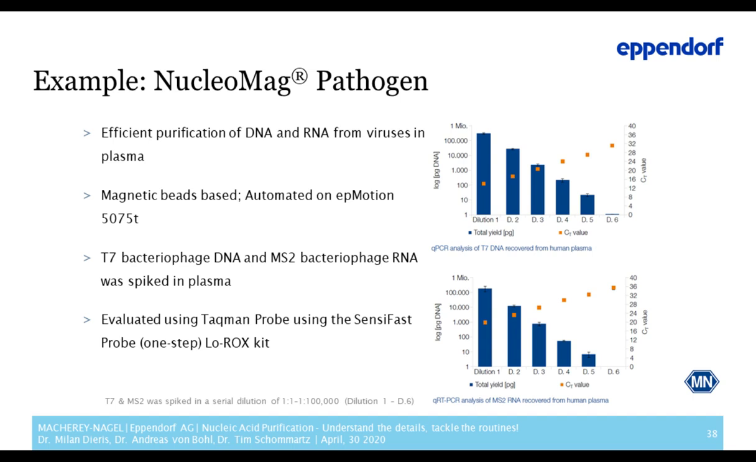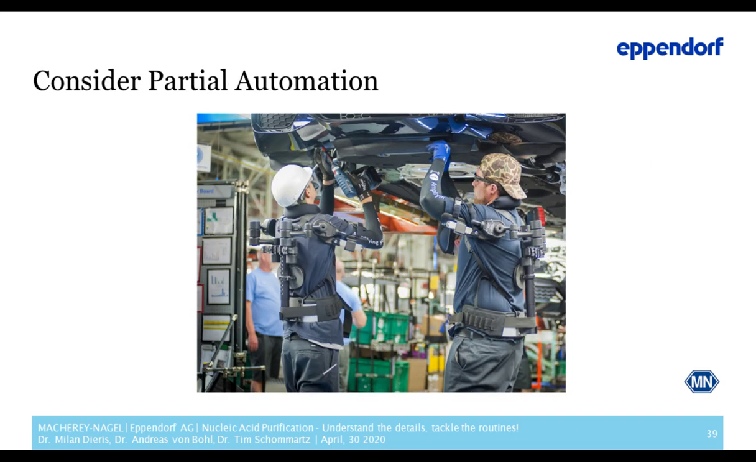And as you can see, we were using serial dilutions. And so with diluting our RNA, you can see that we always have, and these are the blue bars, a very good yield, and that the CT value, respectively the yield, is linear to the dilution, so that shows that the robot is performing very well there. So this is an example for a fully or nearly fully automated process, the NucleoMag pathogen kit.